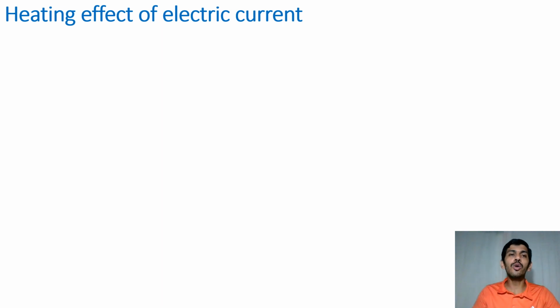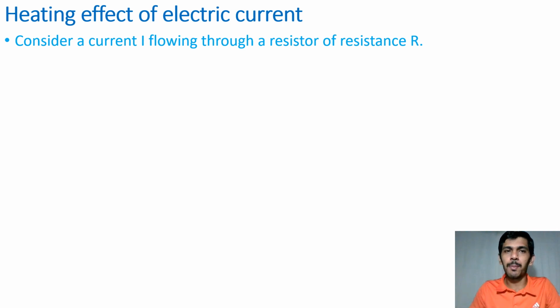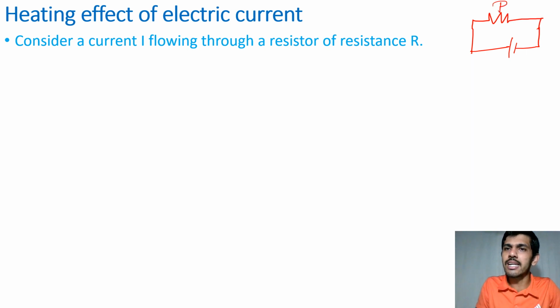So let us look into the heating effect of electric current in more detail. Consider a current I flowing through a resistor of resistance R. Let me draw a circuit here. Say there is a battery or a cell, to which only a resistor is connected, no other instrument. This is the positive of the battery, this is the negative of the battery. Let I be the current flowing through that resistor, and V the potential difference given by the battery.